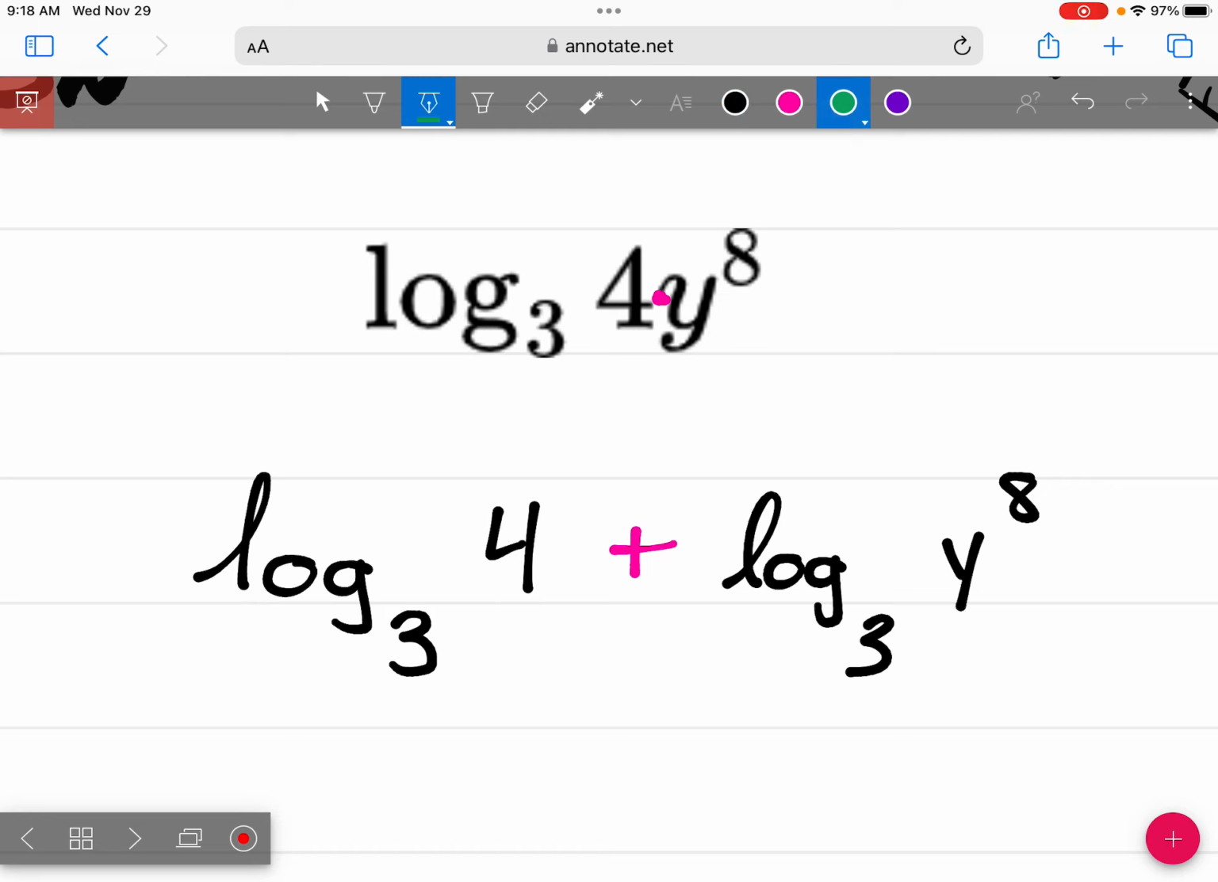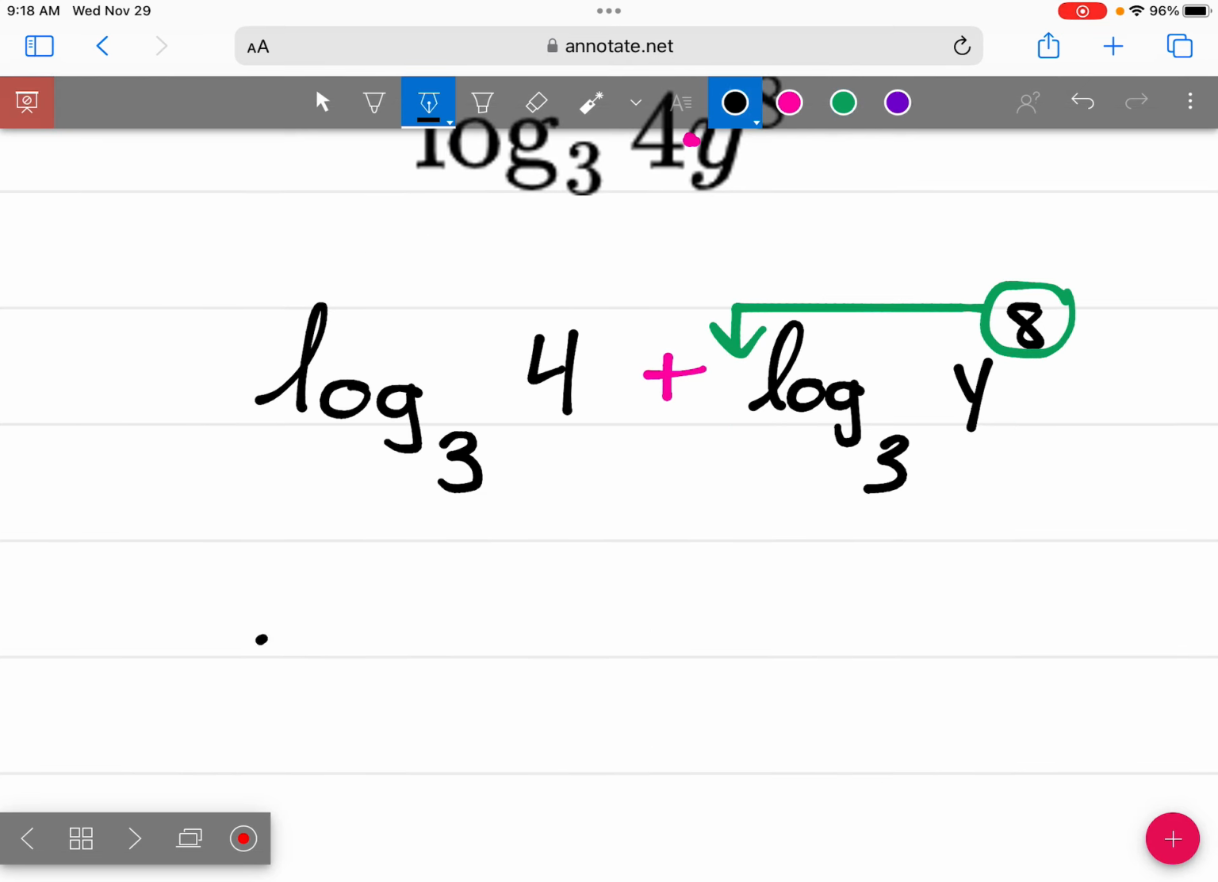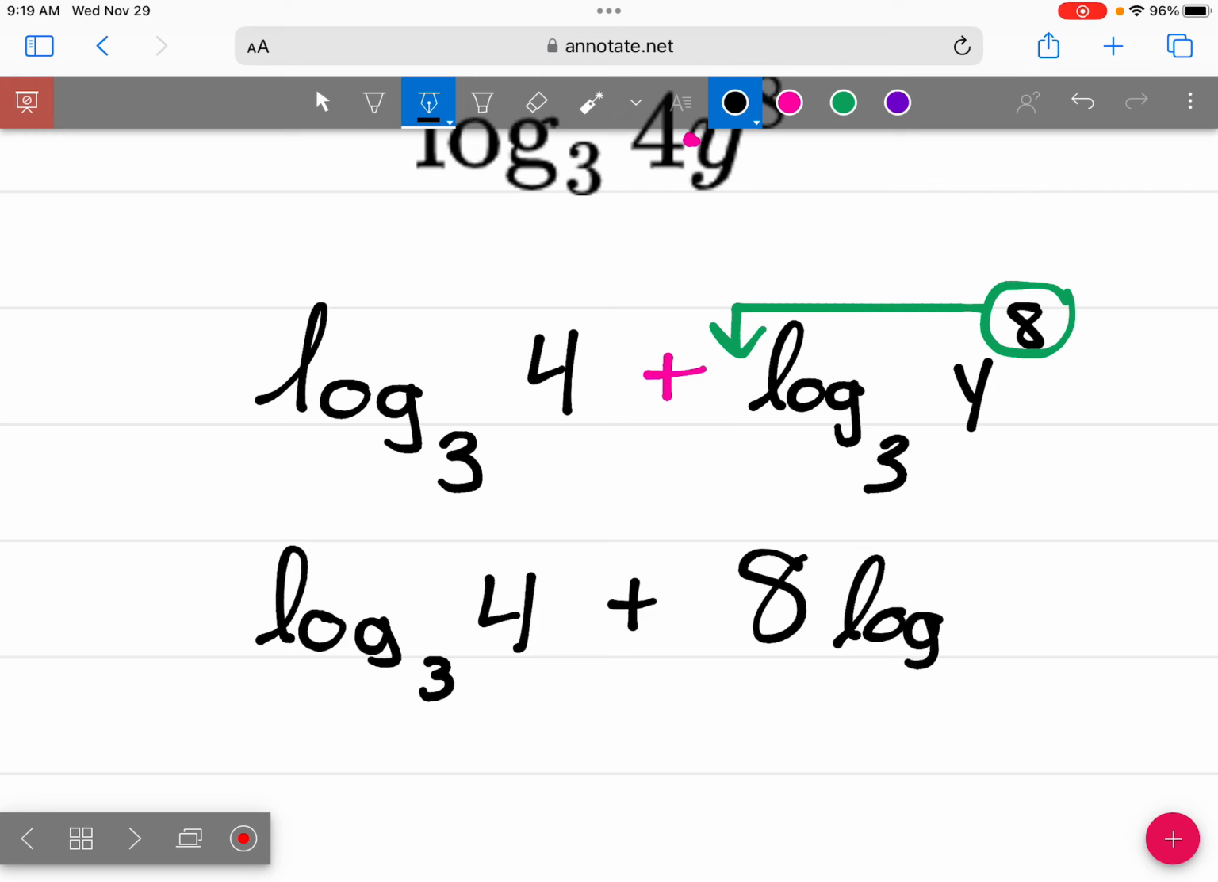And then we're still going to do the power rule. Our power property says this exponent comes down and is a multiplier. It becomes a coefficient. So we're going to have log base 3 of 4 plus 8 log base 3 of y.